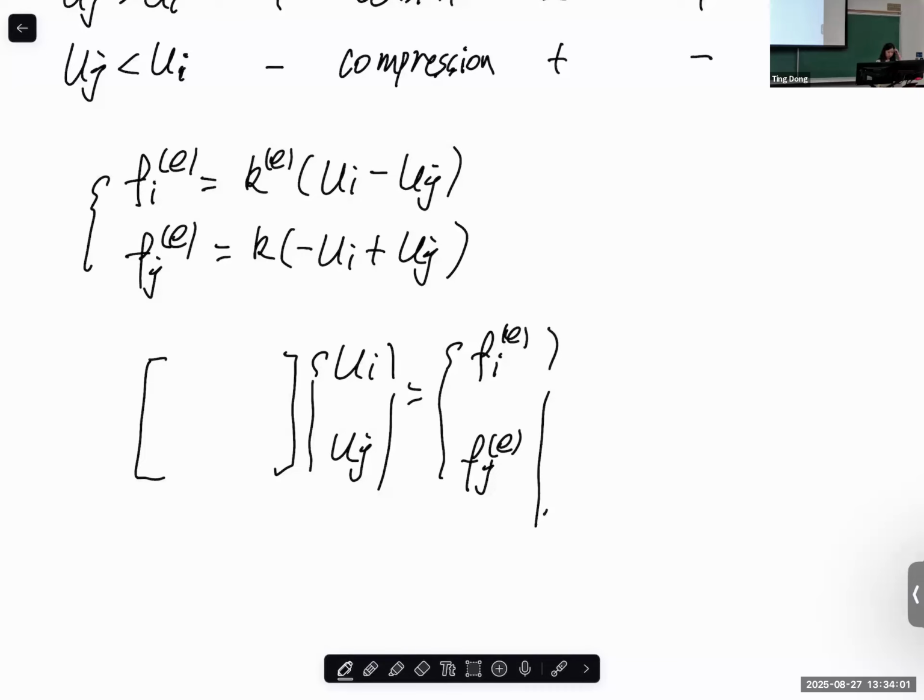So K Ui minus K Uj equal to Fi. So K is a common coefficient. I put it here. So I could put it in this way, right? So it's the same thing. K times Ui minus K times Uj.